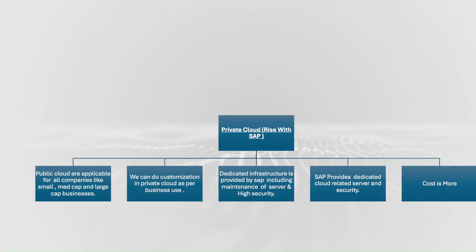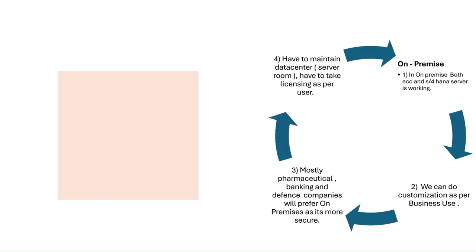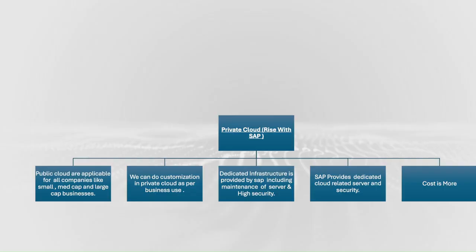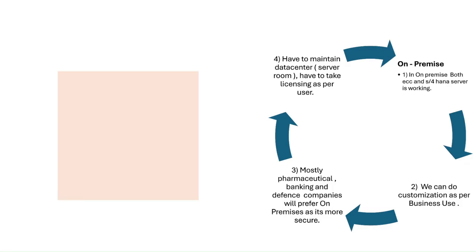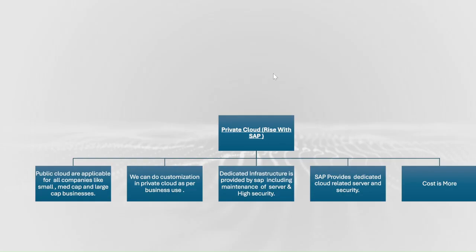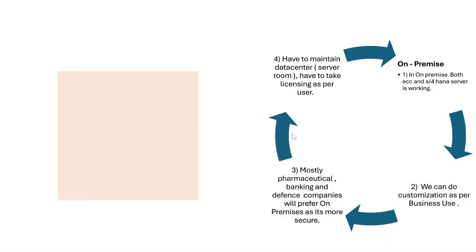And on premises and private cloud are almost the same. Let's suppose you have learned on premises and you ask, can I work on private cloud? Yes, you can, because mostly it's exactly the same. The difference is that in private cloud the database, security, data center, everything belongs to SAP itself. But in on premises, we have to take care of all that, we have to maintain our own data center, our server room, everything.